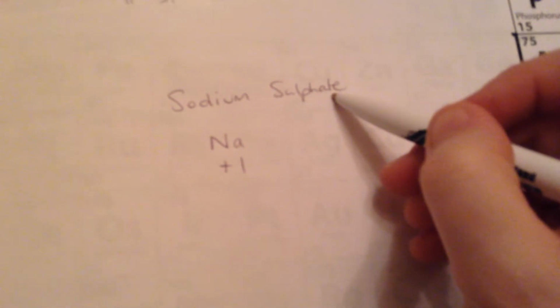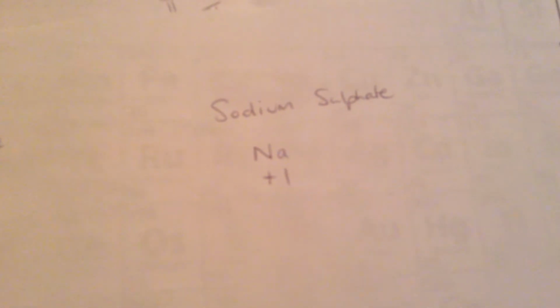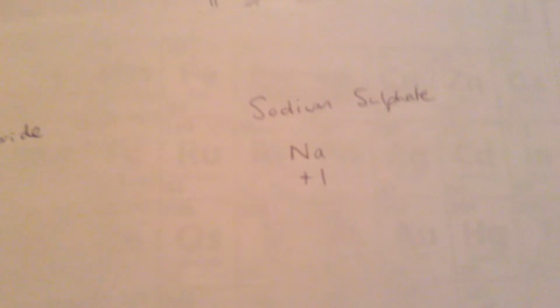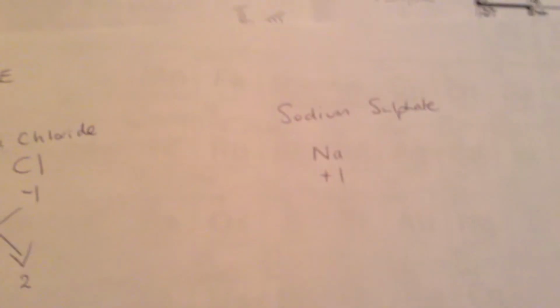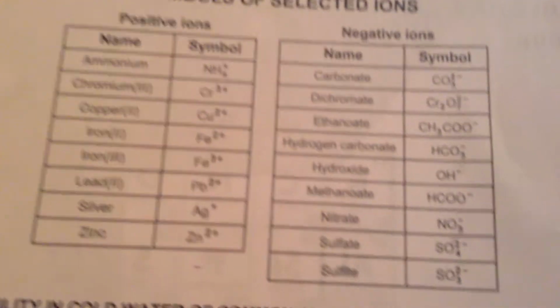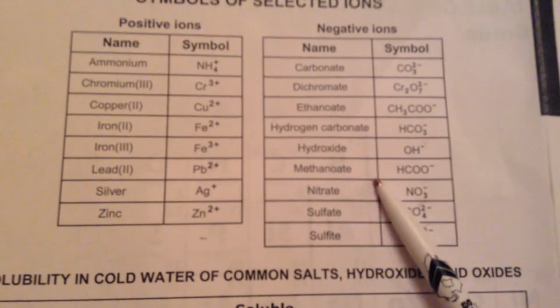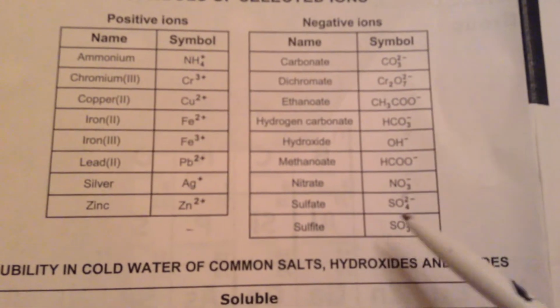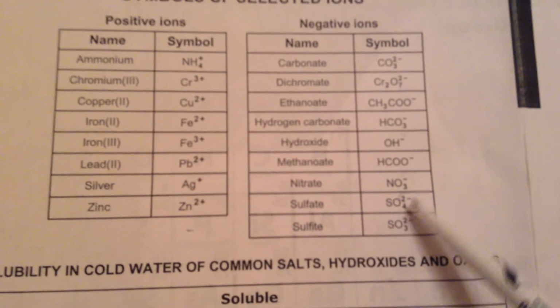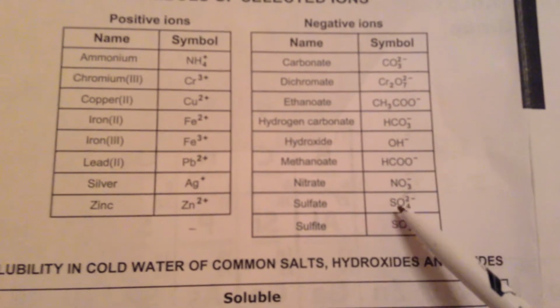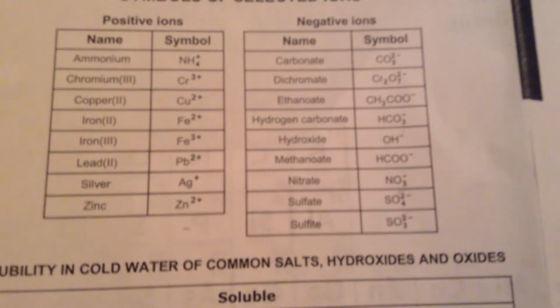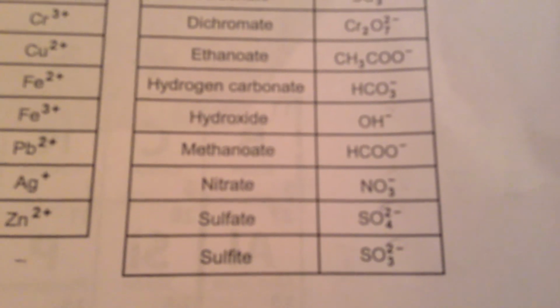Okay, but sulfate doesn't come from an element, it doesn't come from sulfur. If it was just sulfur, the name would be sodium sulfide. So what you need to do this time is go to your little data leaflet, which is on the back of your periodic table, and find sulfate that way. Here's sulfate. You'll see it's SO4 and then 2 minus. The SO4 is the formula, and the 2 minus is the charge that goes with that.